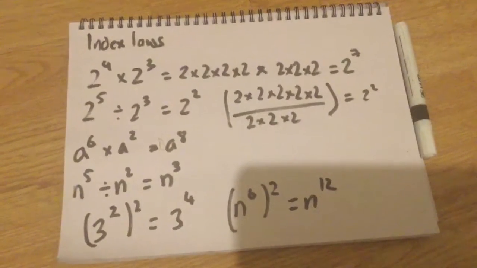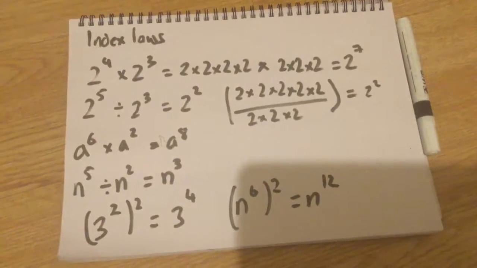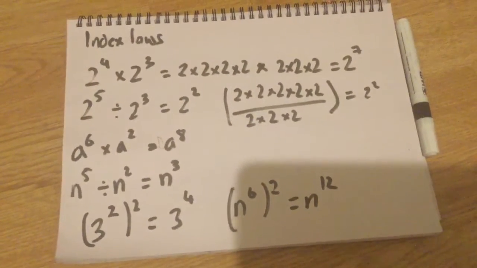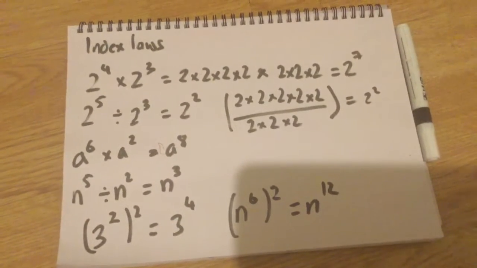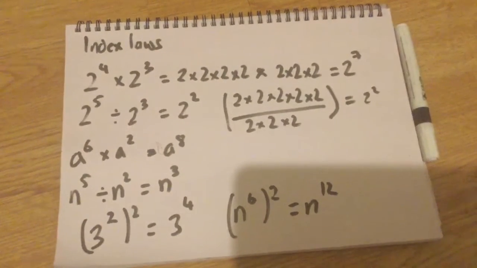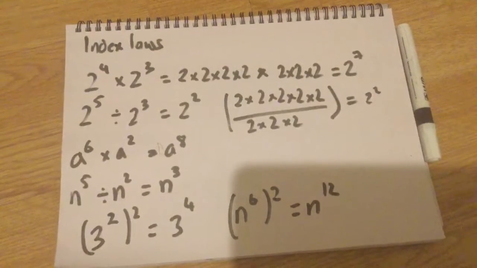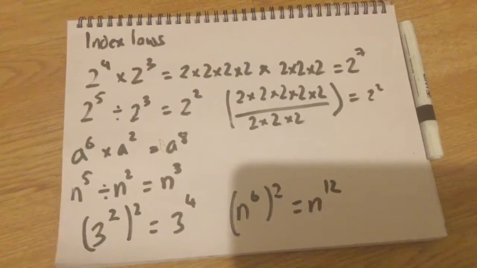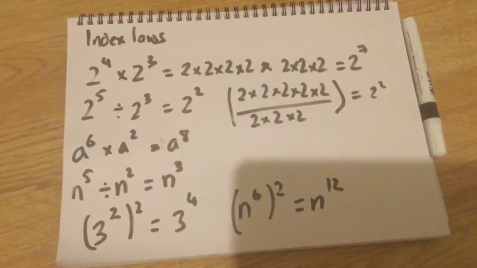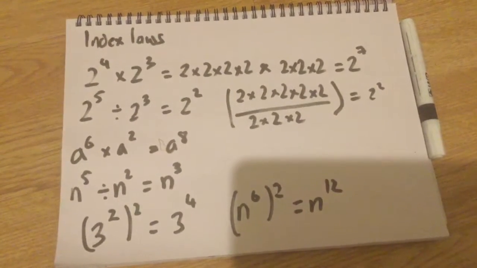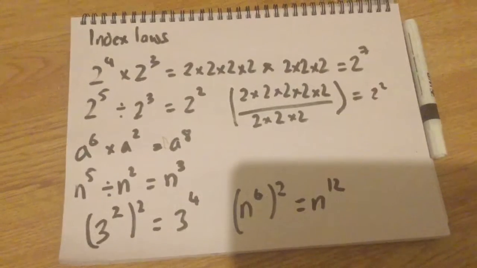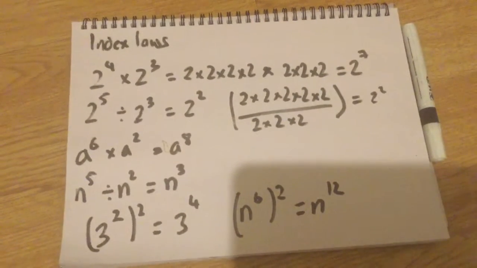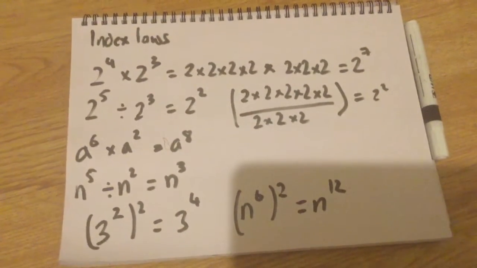So first of all, if you've got two things that have the same base, so the base is the big number, but with powers, and then you're multiplying them, you're basically adding the little numbers, which we call indexes. So 2 to the 4 times 2 to the 3 is just 2 times 2 times 2 times 2 times 2 times 2 times 2. How many 2s is that? 7. So it's 2 to the 7. How can you remember that quickly? Just add the powers together.